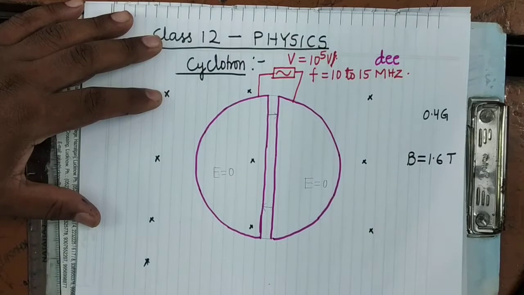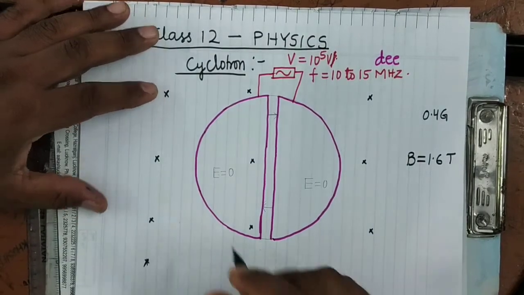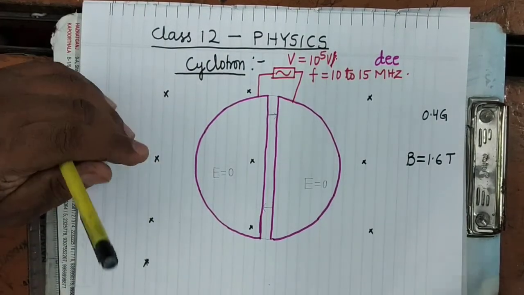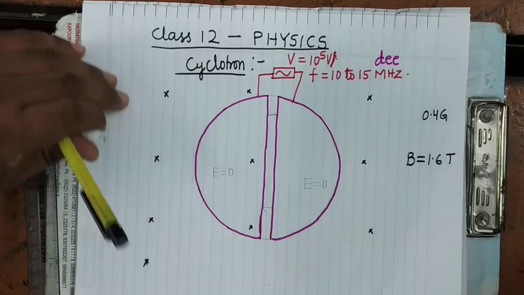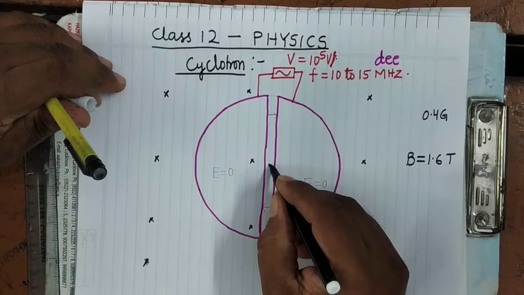That's clear. Now see here, at the center of both the dishes there is an ion source.